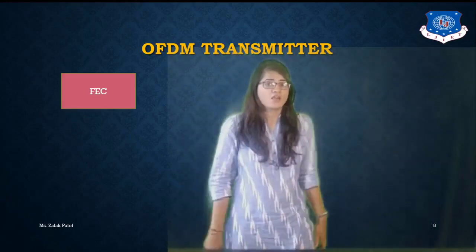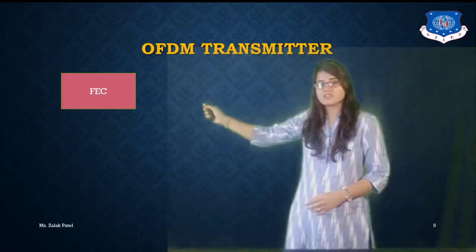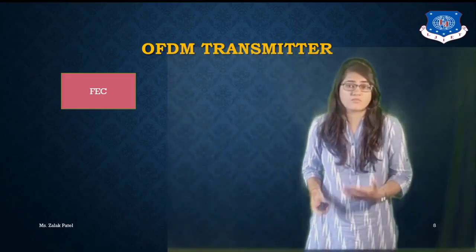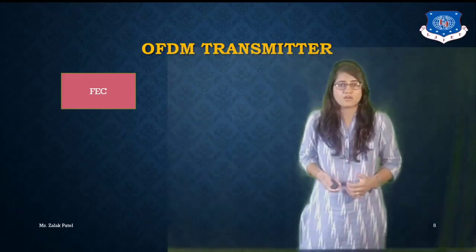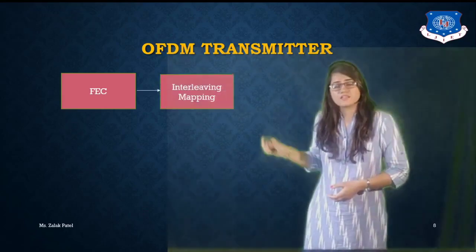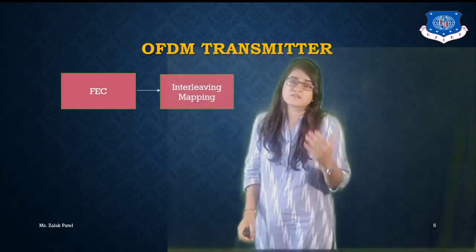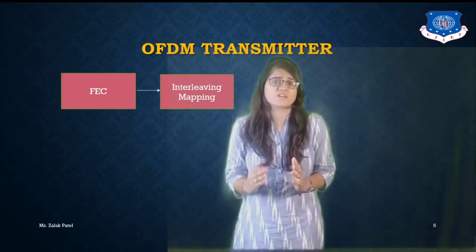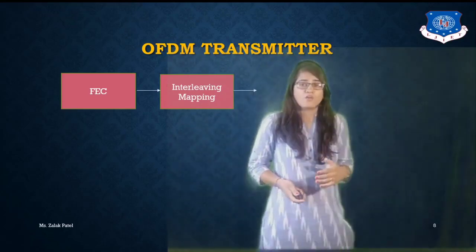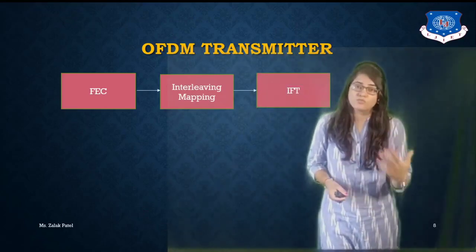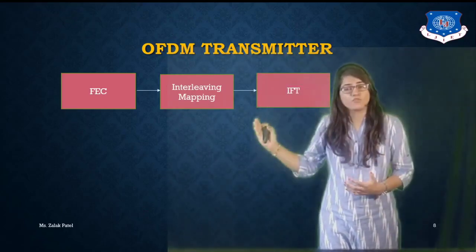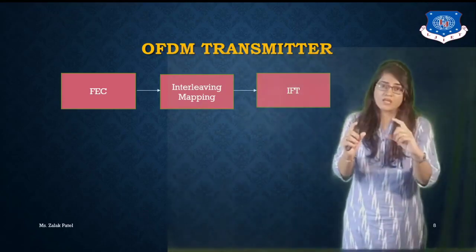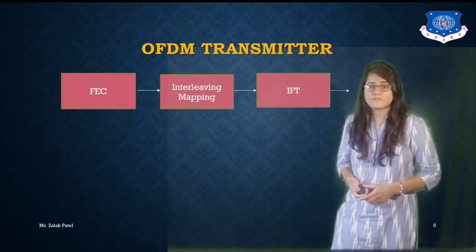So first let's see the OFDM transmitter. The first block is FEC, which means forward error corrector, or forward error coder block. Then the second is interleaving and mapping. Interleaving and mapping is done to convert the random errors into bursts or a frame structure. Once it is converted into the frame structure or burst format, you have to take the IFT, meaning the inverse Fourier transformation of that particular set will be done.